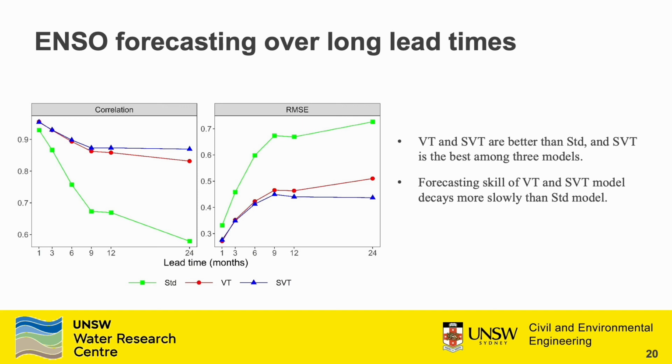Let's look at the key result. We have evaluated two metrics to assess the forecasting skill, correlation and RMSE. There are two important messages here. First, VT and SVT models are better than the STD model, which stands for the model without transformation. And SVT is the best among the three models.